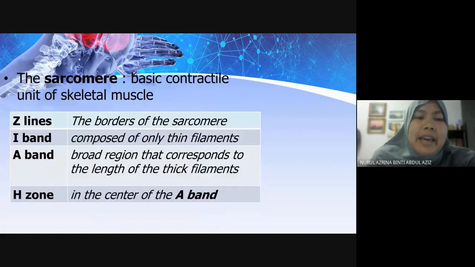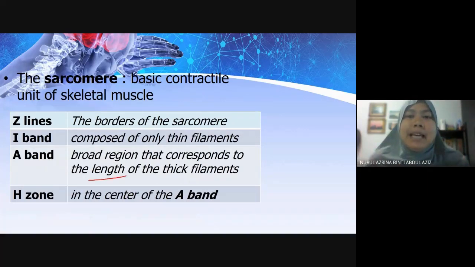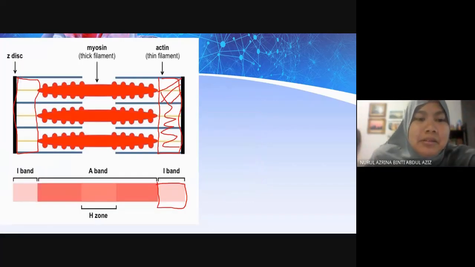Next, A-band. A-band is the broad region that corresponds to the length. Kawasan yang seolah-olah mewakili panjang keseluruhan of the thick filament. So which area is that? Okay, so it's from here, ni daripada sini sampai sini.